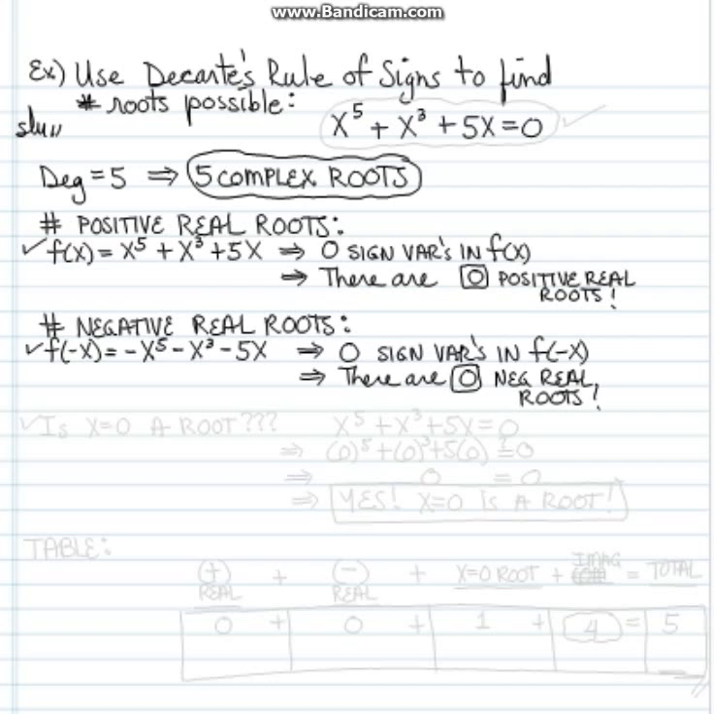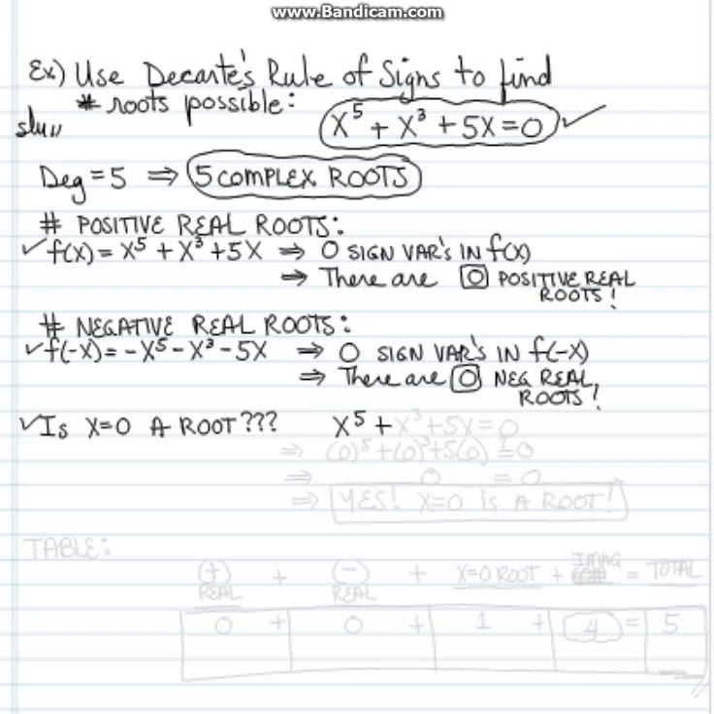There are going to be 5 complex roots, and we found no positive real roots and no negative real roots. Are there any possible values of roots that are neither positive nor negative? Well, yeah, there is. There's that weird number 0. The number x equals 0 is considered neither positive nor negative. So let's see if this number that's neither positive nor negative is indeed a root.